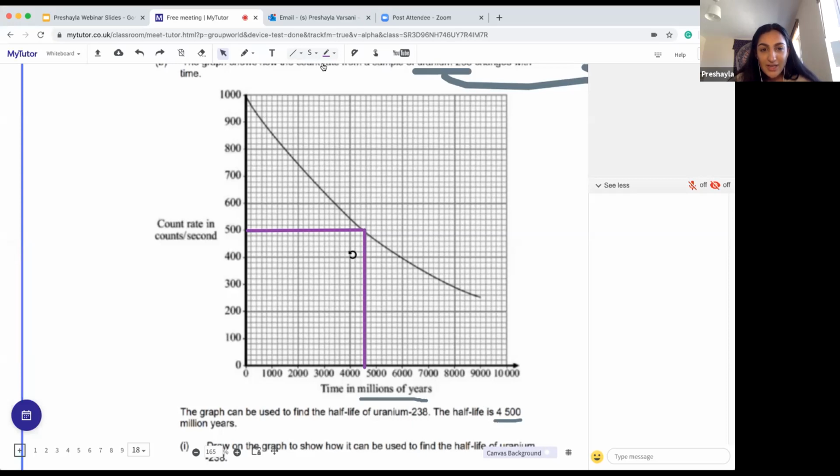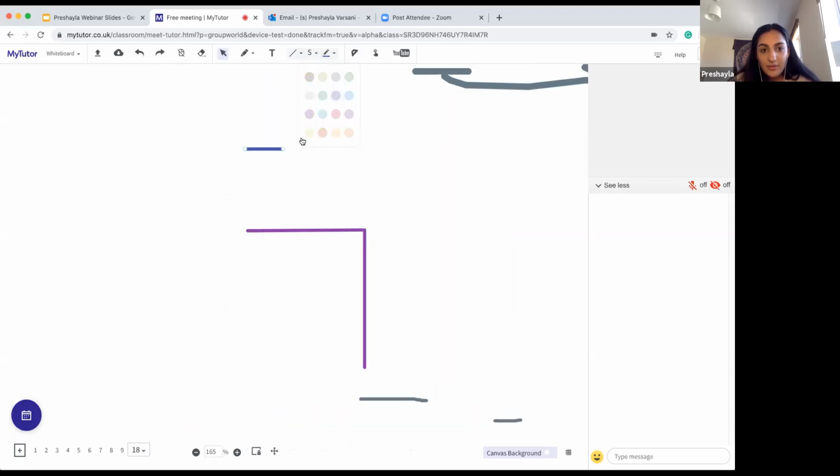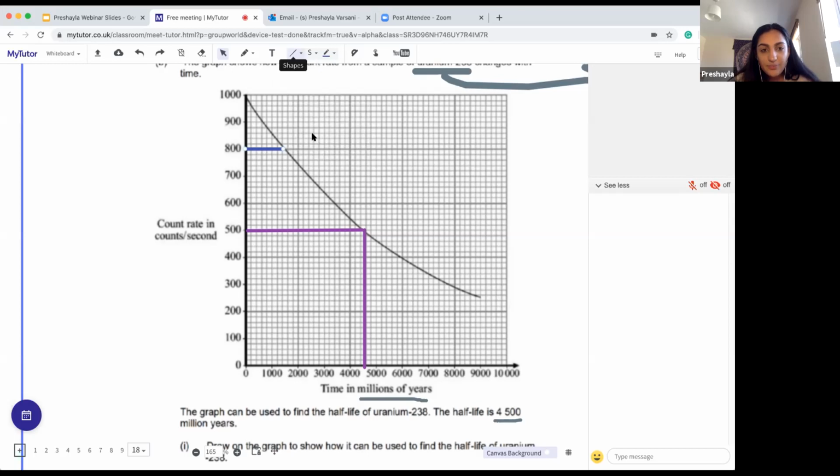Now, you could do this with other points on the graph. So for example, you could have taken 800 and seen at what time we hit 800. And you could have taken the time at which 800 is halved, so 400. And that would have been the same amount of time.